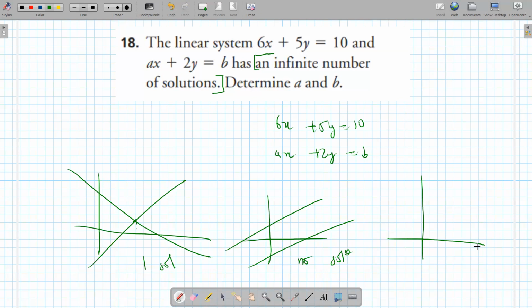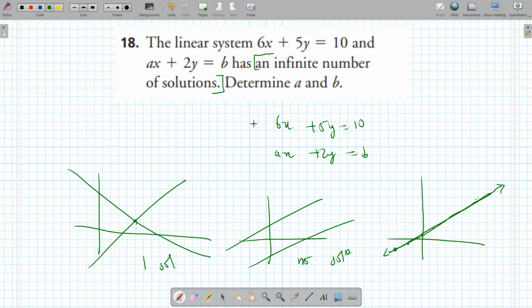Like they're the same lines. Yeah, they're on top of each other, okay? They're literally on top of each other. That would mean they intersect on an infinite number of points. They intersect here, till infinity on both directions. Okay, so with that being said, how are the coefficients related if the lines are the same? They're going to be scalar multiples of each other, okay?